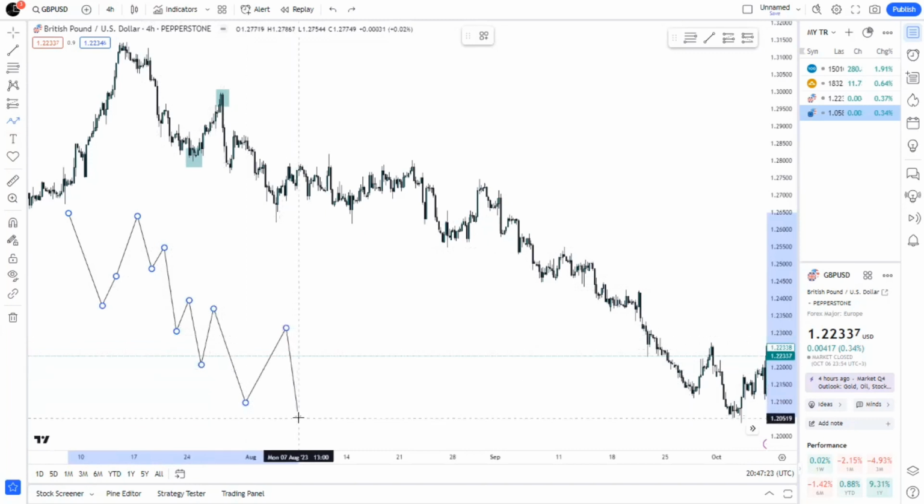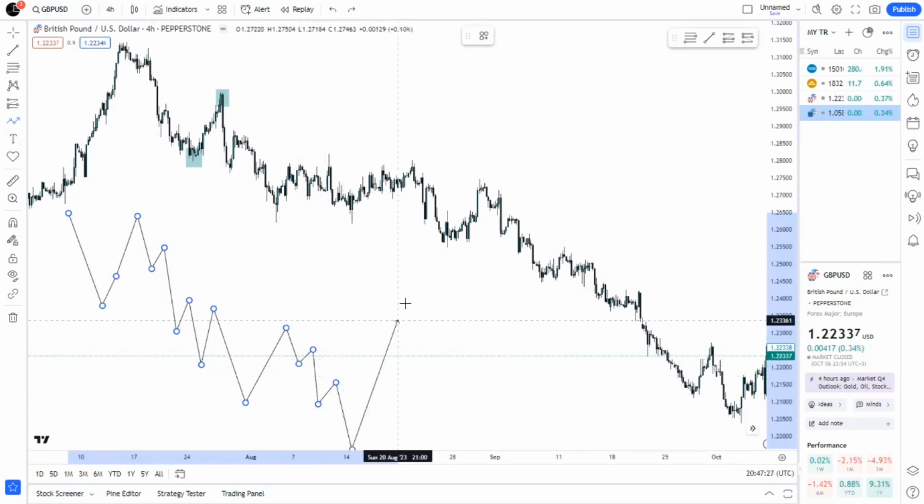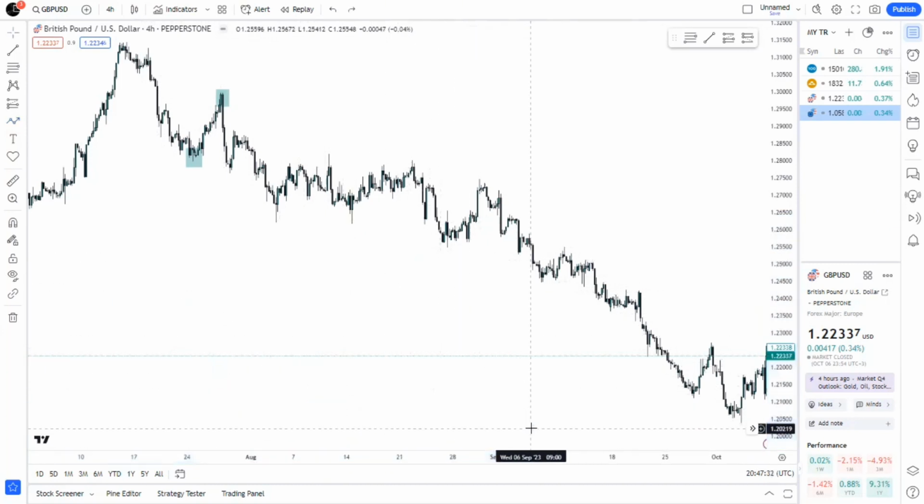Guys, it's not going to always be smooth. In most cases, you're going to have things like this. That is why I'm using a real market example to illustrate this. So let's keep on going, guys.